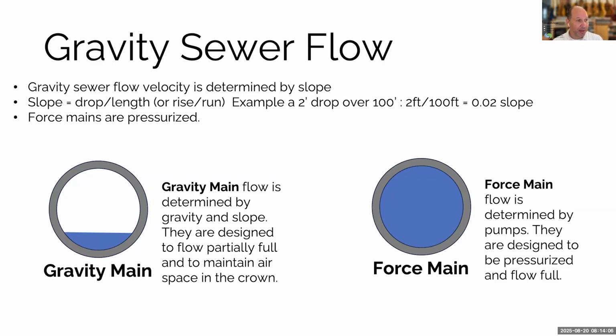So in gravity mains, like the one on the left side there, we've got flow being determined by gravity and the slope. It's going to flow at different rates at different times, but the idea is that it's never going to be more than 3/4 full. If it pressurizes, you've got a blockage somewhere, and that's typically found when manholes start overflowing.